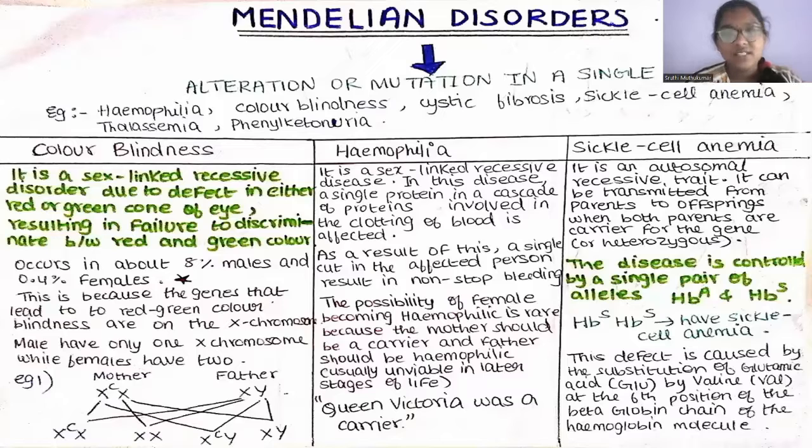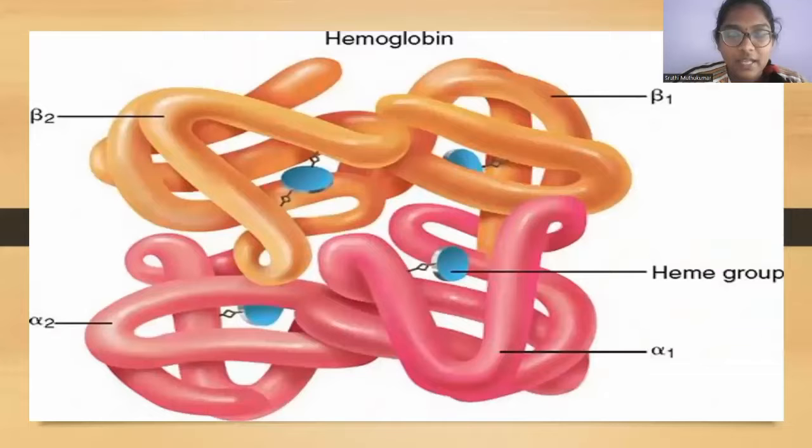So we can see this defect is caused by the substitution of glutamic acid, GLU, by valine at the 6th position of the beta globin chain of the hemoglobin molecule. Now, this may sound confusing, but let me explain it to you with the help of the image. As you can see, this is an image of the hemoglobin, and this is beta 1, beta 2. Beta and alpha over here, if you've studied the protein structure, you know this is a quaternary structure of protein. And here, when we say alpha and beta, we are talking about the protein structure.